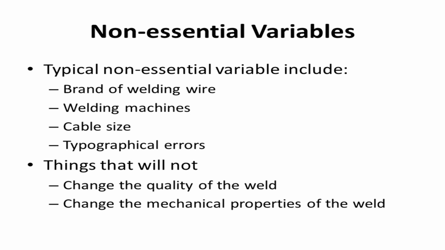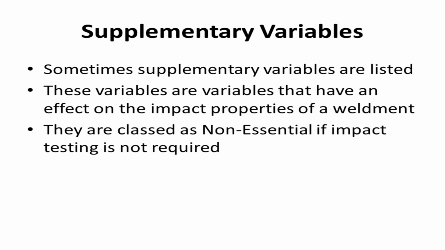And then we have that second category of non-essential variables. And here's a list of some of those: the brand of welding wire, the welding machine, cable size, things that won't change the quality of the weld necessarily. And your supplementary variables. This is information needed if you're using impact properties.